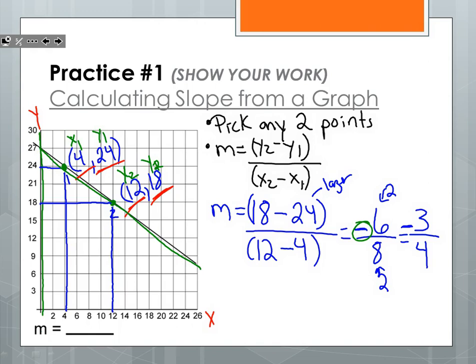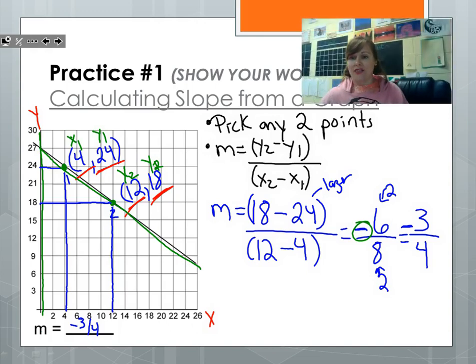Down here where it says m equals, I'm going to put my negative 3/4. If you can fit it in there without it looking like a sideways fraction, that's fine. But make sure that it says negative 3/4. So that's how you find slope. I know you've seen it in 7th grade, 8th grade, and now 9th grade, because you would be surprised at how many students do not understand how to find slope, and that's okay. That's what we're here for, is to help you understand slope.